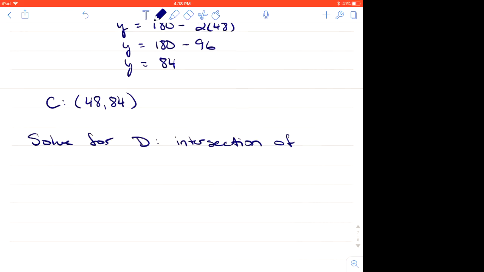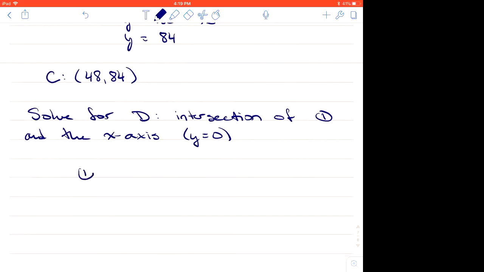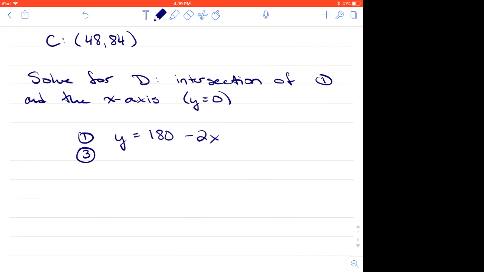The intersection of 1 and the x-axis. And the x-axis is just where y equals 0, as a fact. So we have line 1, y equals 180 minus 2x, and I'll call it line 3, y equals 0. We want to find the intersection of these two lines. That's a little bit better, right? Now we just have y equals 0.